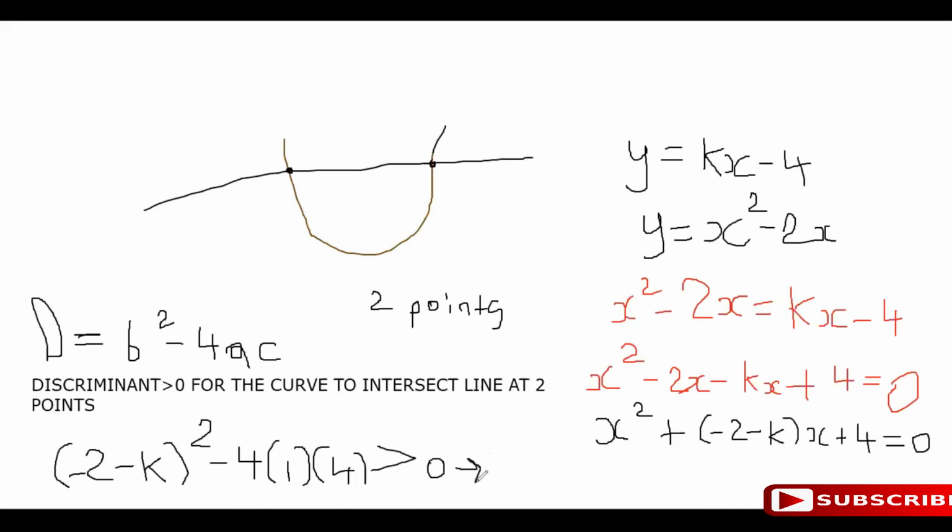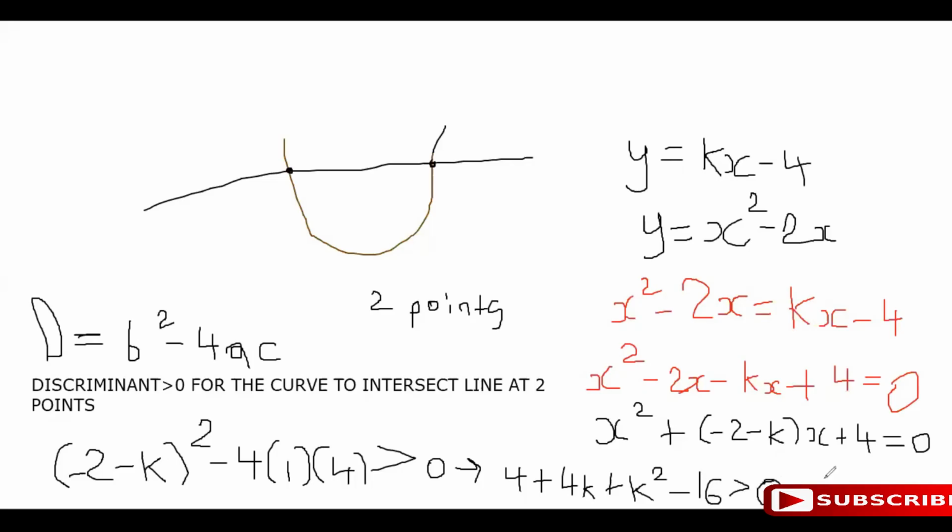So what this implies is that this part works out to be 4 plus 4k plus k squared minus 16 is greater than 0.